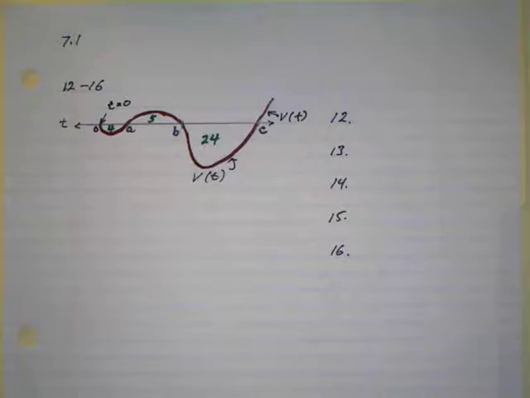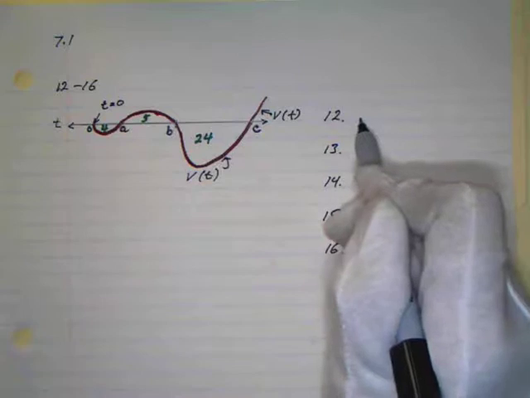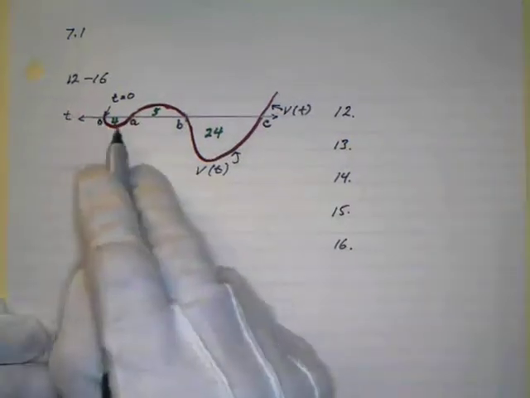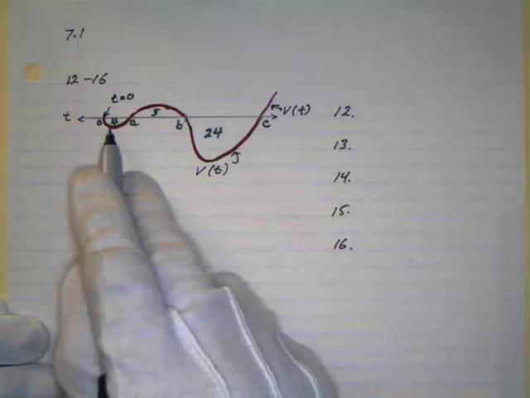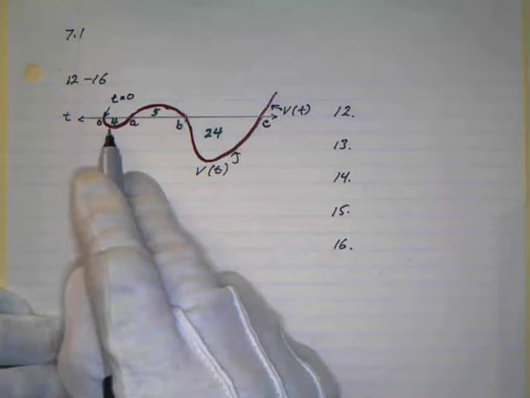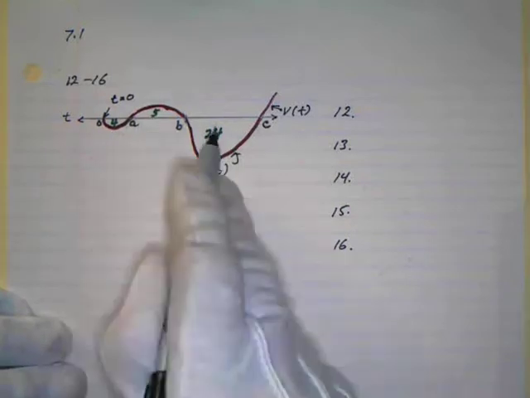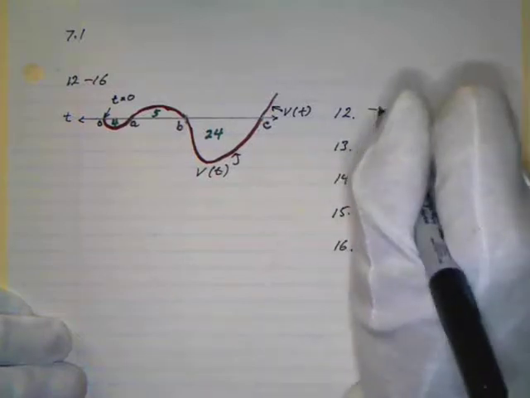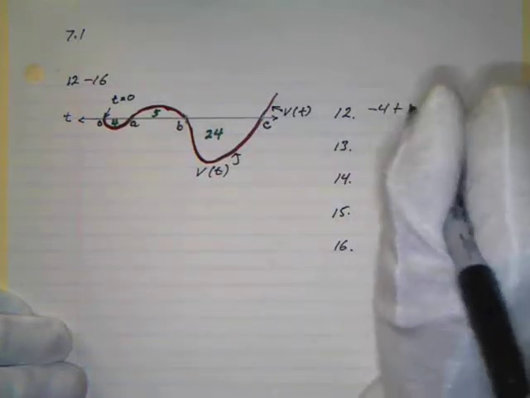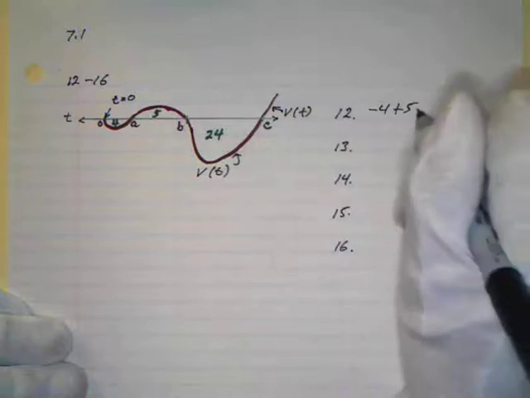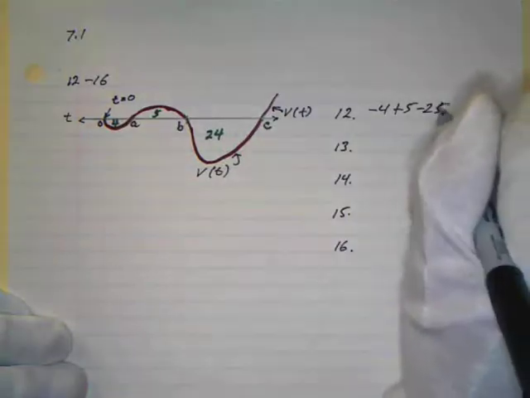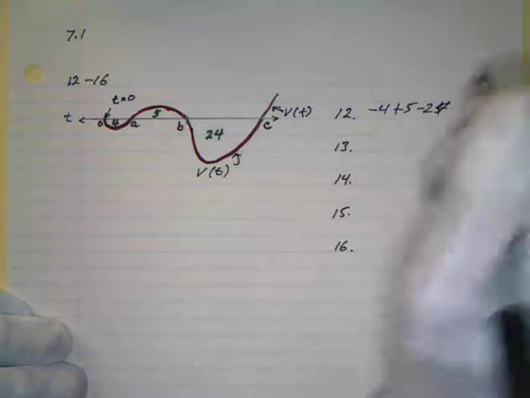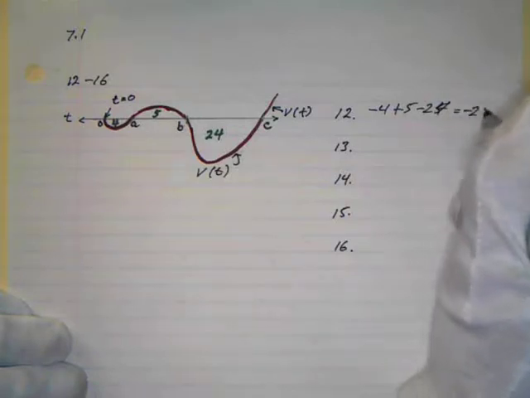And number 12, okay, what's the particle displacement between t equals 0 and t equals c? That's number 12. So the displacement, this is the velocity, so the actual displacement is just the area. So this is going to be negative 4 plus 5, negative 24. Negative 4 plus 5, because I'm on top and I'm below, negative 24. Okay, and so my displacement is going to be equal to negative 23 centimeters.